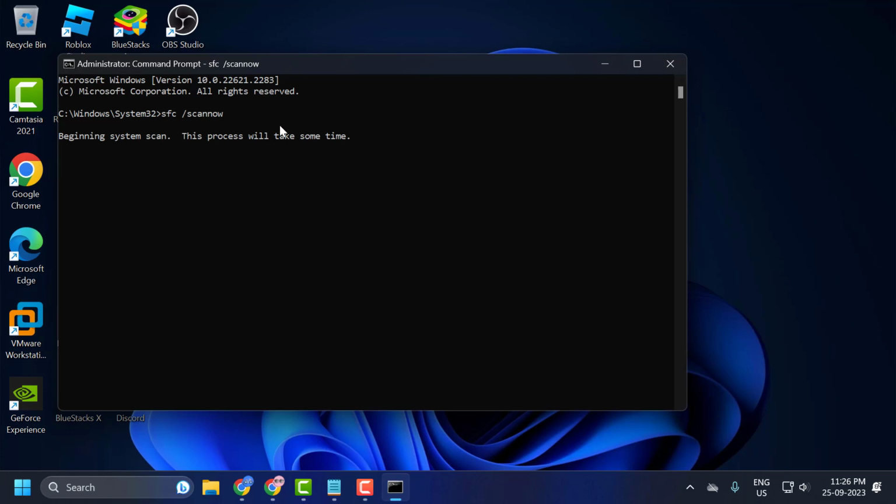This is the system file checking utility scan, guys. It is a system scan, and this process will take some time. Being the verification phase of the system scan, this verification needs to go from 1% to 100%, guys.